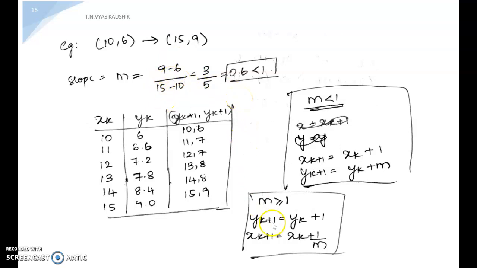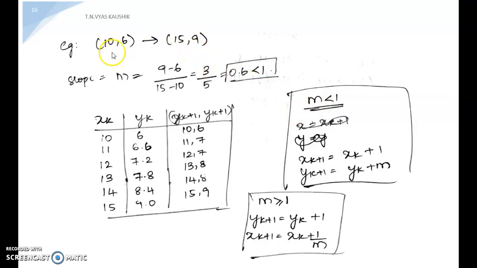So at that time what we have to do is increment the y value by 1 and increment the x value by 1 by m. How we got this is from the line equation that we derived before. Okay, so now let us see how to solve this problem.